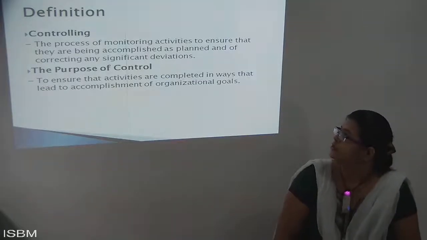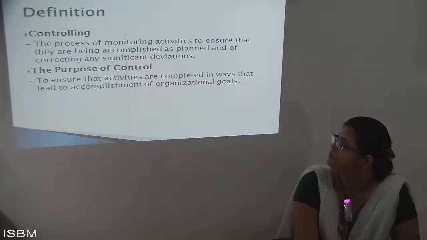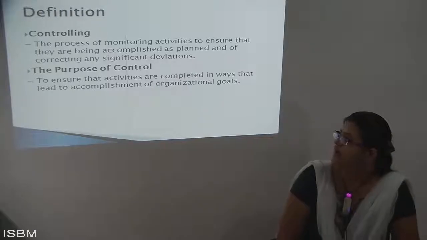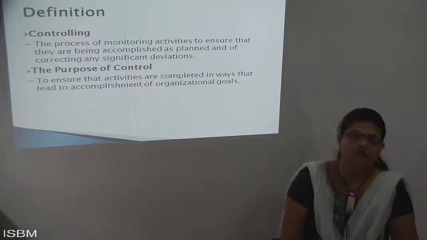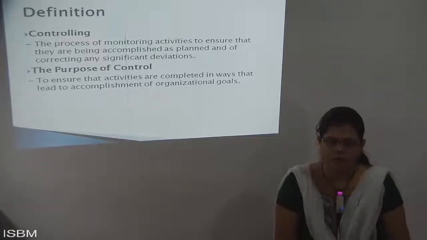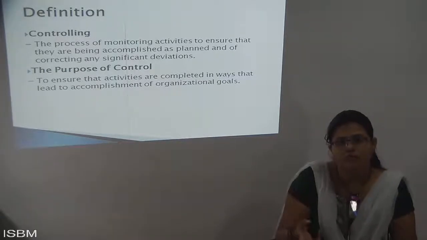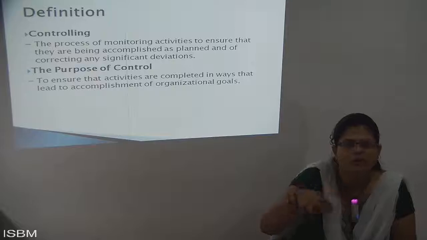Now, the process of monitoring activity to ensure that they are being accomplished as planned and of correcting any significant deviation. Okay, so this is the highlight of this point: controlling is the process of monitoring activity to ensure that activities are being accomplished as planned and correcting any significant deviations. It is a process where you look forward and monitor, meaning you put your own ideas there, or you look at each and everything.